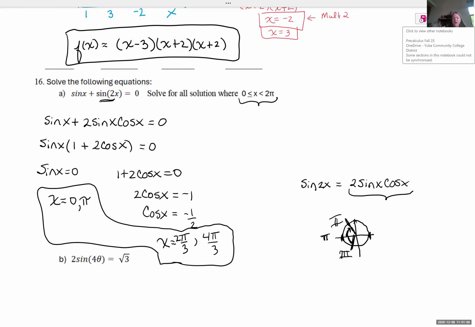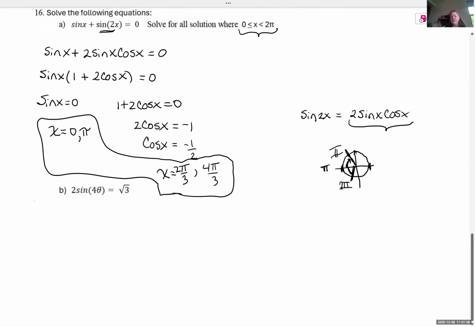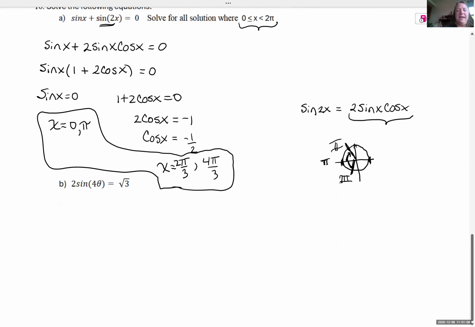Second equation, let's go back and look at this. It's because this 4 theta is here that it's kind of screwing things up. If that had been theta, we would just solve for sine. But we can say, okay, let a equal 4 theta. So now I'm really solving this equation for 2 sine a is equal to root 3. If we divide both sides by 2, we get sine a is equal to root 3 over 2.